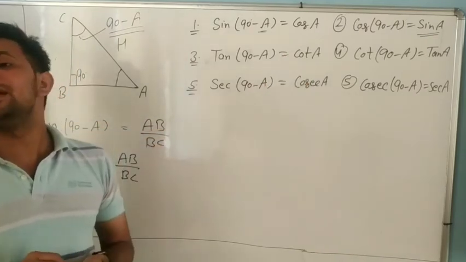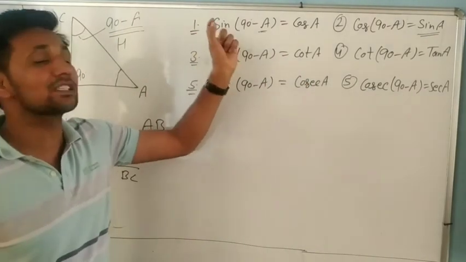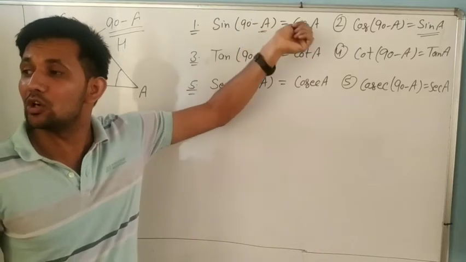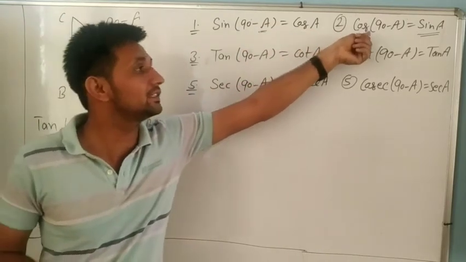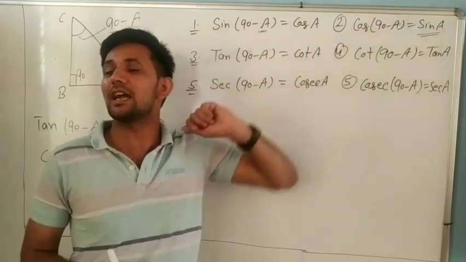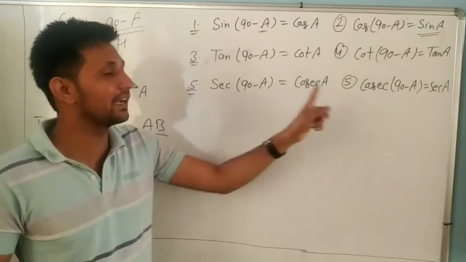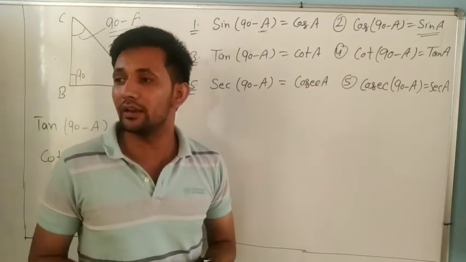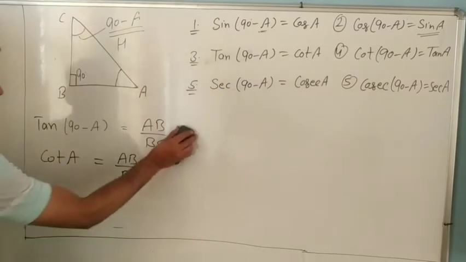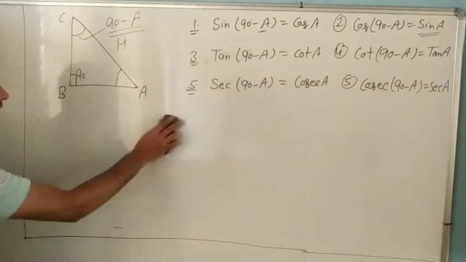Understand? So always remember, dear, when we take sine (90 minus A), sine is equal to cos A. It is cos (90 minus A), sine. Tan and cot, and secant and cosec. Okay dear? It is very important, and you can check it from the table also, dear.